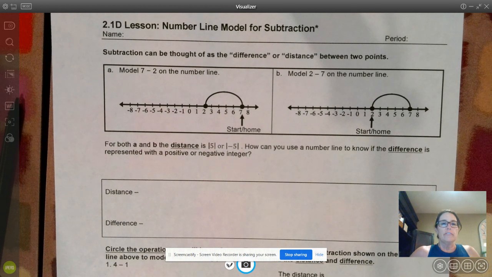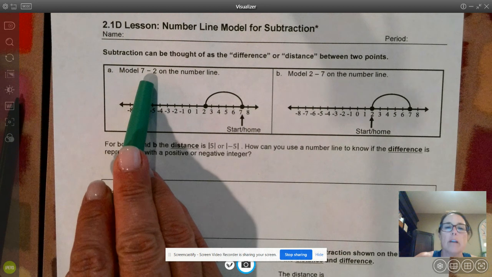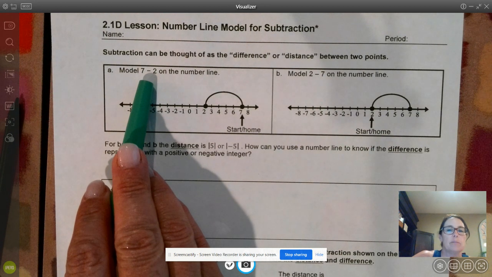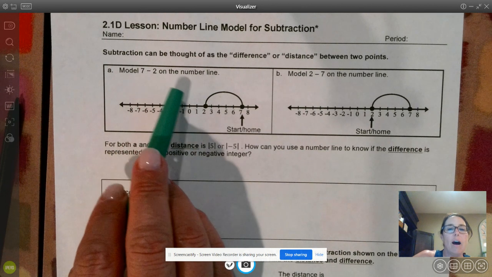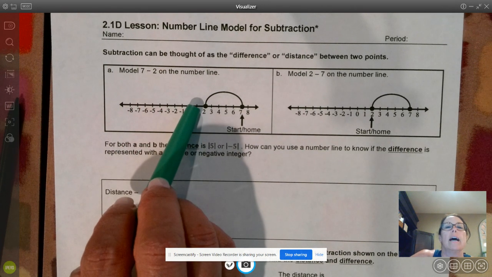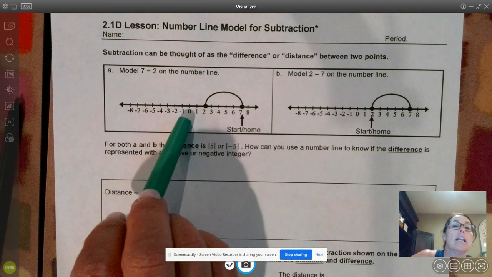Alrighty, so we just finished in 2.1c lesson looking at subtraction problems with chips, tiles. Okay, now in 2.1d, we're going to look at using a number line. Again, I really need to emphasize, for example, on this first problem, we all know from first grade, 7 minus 2 is 5. It's not about the 5. It's about how we look at the subtraction on a number line.